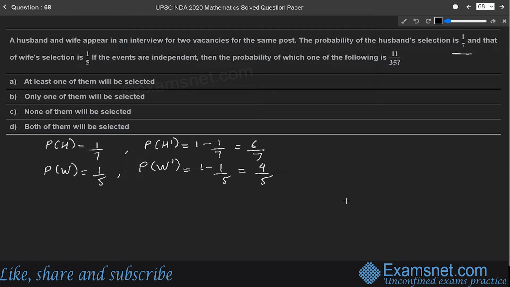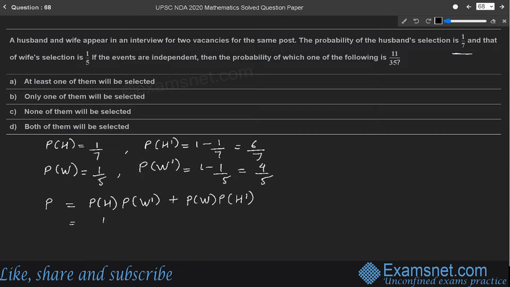Now we know that both are independent events. So probability that at least one of them will be selected will be, see, if husband is selected, then wife will not be selected. It means P of H into P of W dash, plus if wife is selected, then husband will not be selected, meaning P of W into P of H dash. This is the probability that at least one of them will be selected, because it is obvious that if wife is not selected, husband is selected, and if husband is not selected, wife is selected. So at least one of them will be selected in any case.